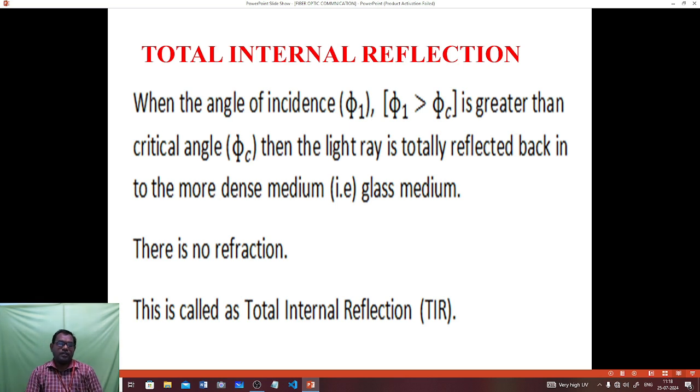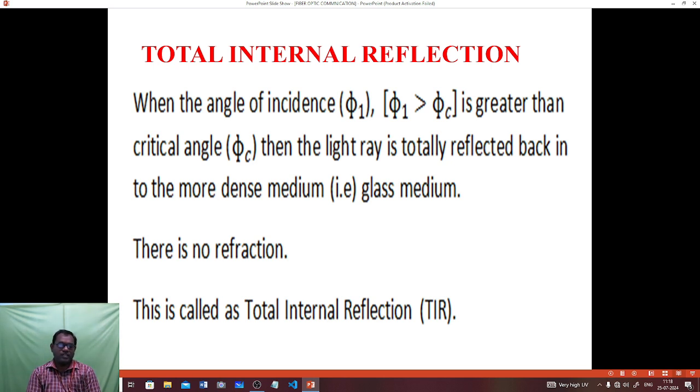The next parameter is called total internal reflection. When the angle of incidence is greater than the critical angle, then the light ray is totally reflected back into the more dense medium, that is the glass medium.